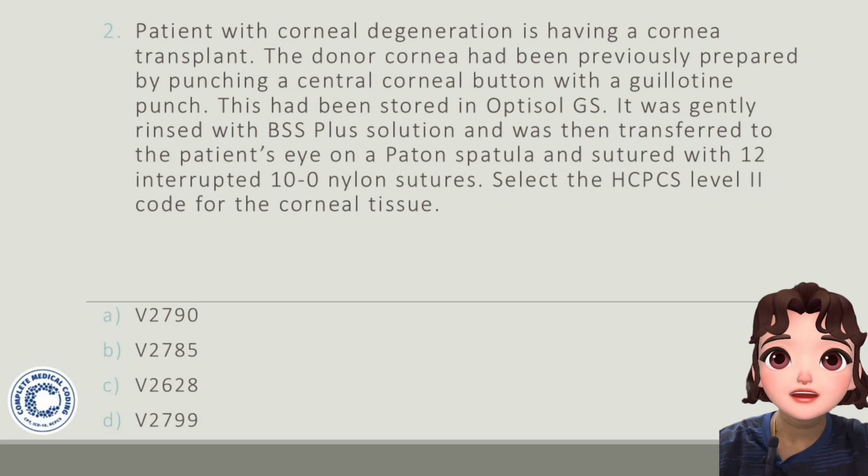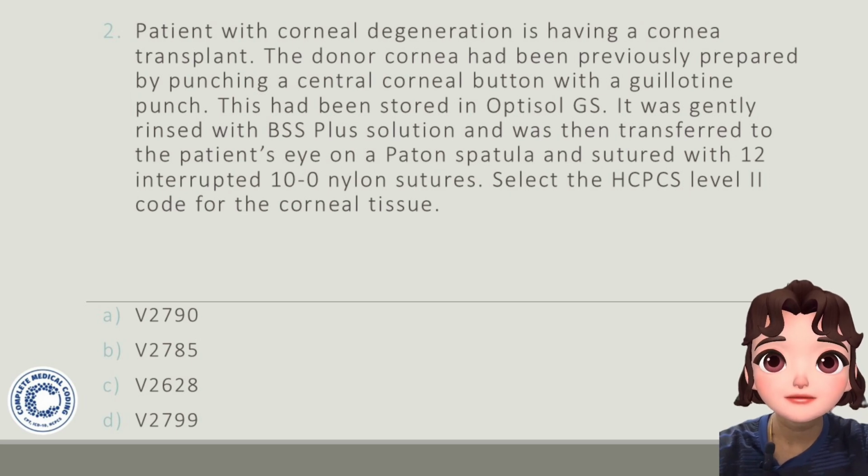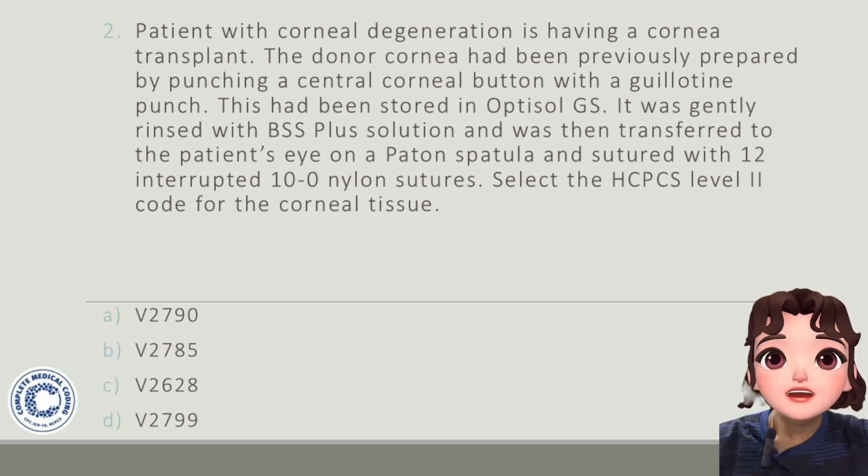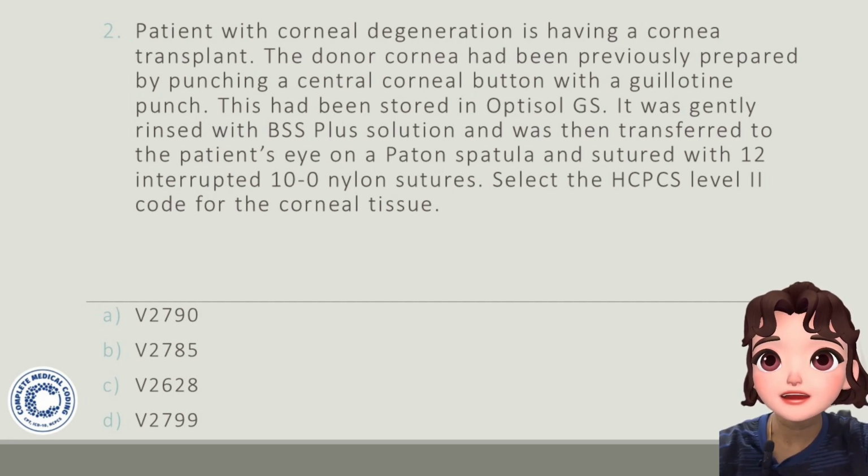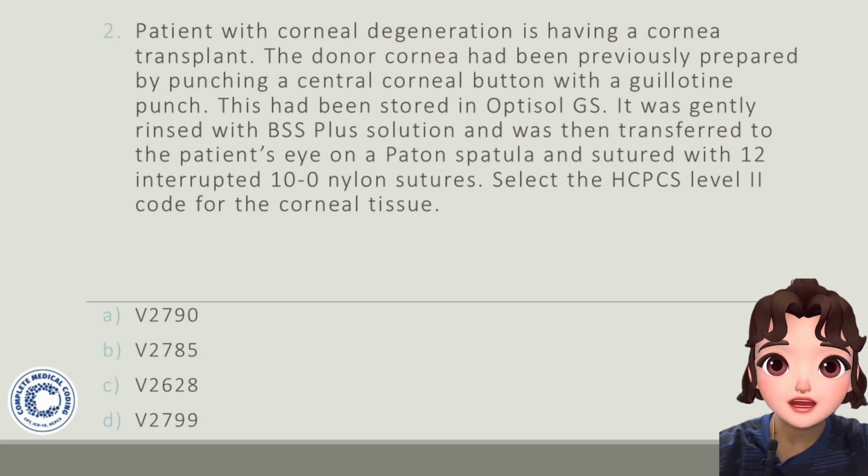Now let's move to the second question. Patient with corneal degeneration is having a cornea transplant. The donor cornea had been previously prepared by punching a central corneal button with a guillotine punch. This had been stored in Optisol GS. It was gently rinsed with BSS Plus solution and was then transferred to the patient's eye on a Paton spatula and sutured with 12 interrupted 10-0 nylon sutures. Select the HCPCS level 2 code for the corneal tissue.